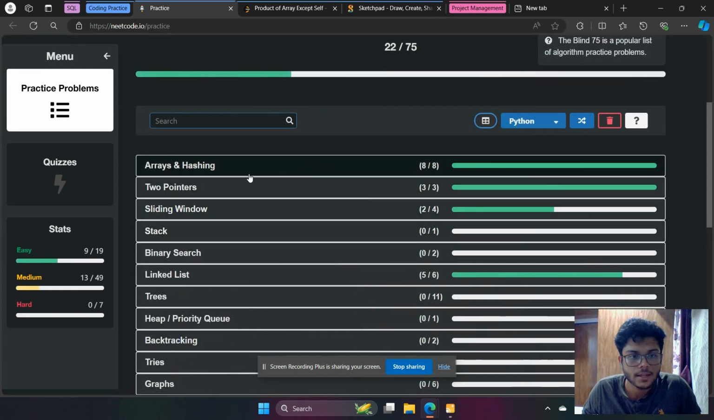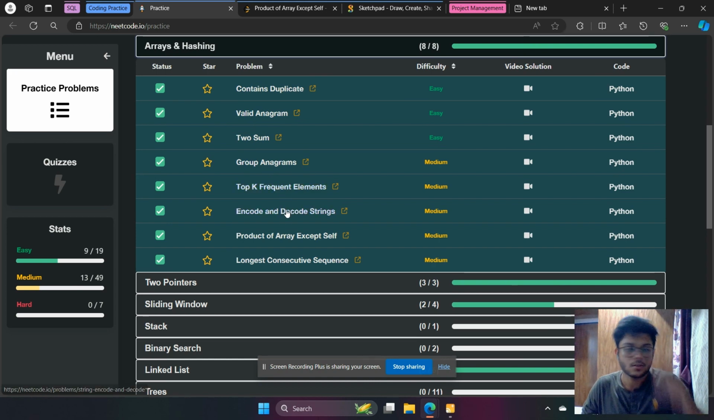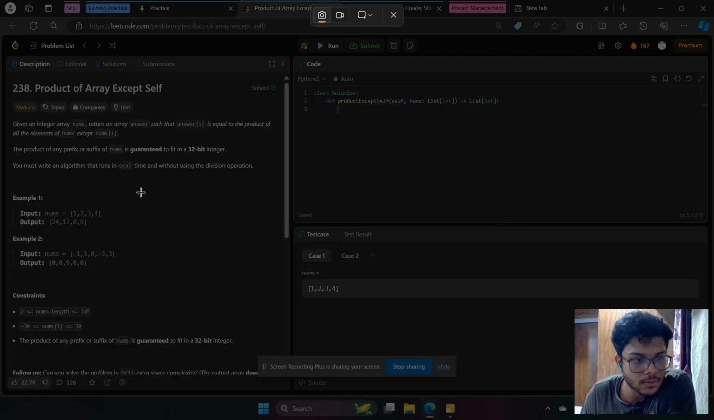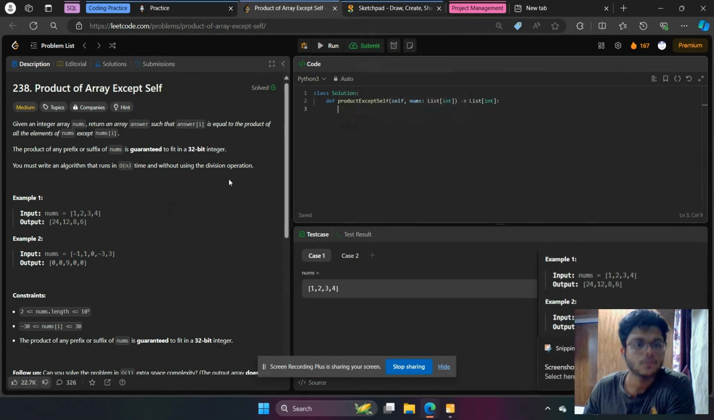Arrays and hashing. So we have solved 6 questions till now. We'll solve product of array except self today. Medium difficulty. I've already solved it before, but it was a long time ago, so this would be a great practice for me. Okay.